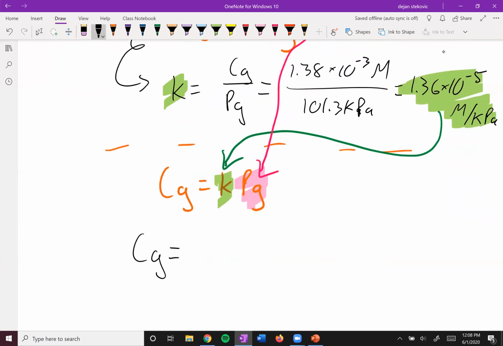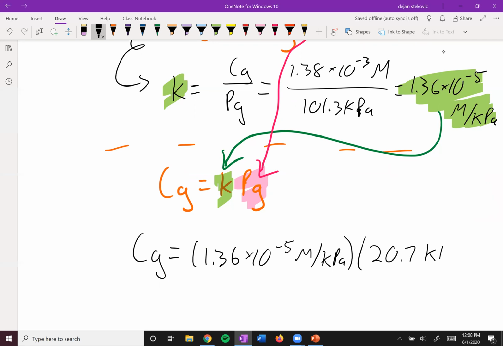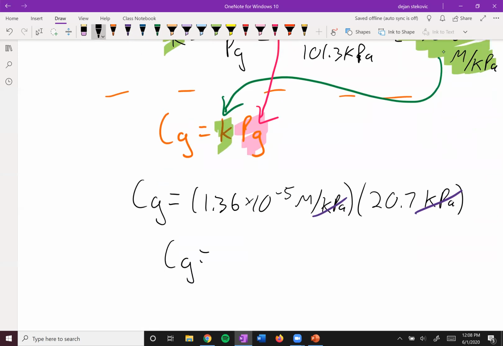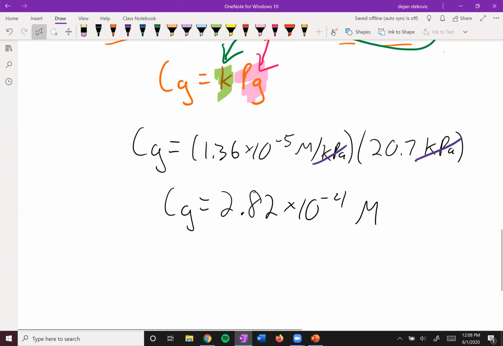So you'll get Cg equals this 1.36 times 10 to the negative 5 molar per kilopascal times the Pg, which is now this 20.7 kilopascals. The kPa units are going to cancel out, and we'll be left with molarity, which makes sense because it's a unit of concentration, and we're looking at the solubility. So plug that in, this is what you'll get, and that's your answer. So that's just one example. Check out your book and your homework for more examples.